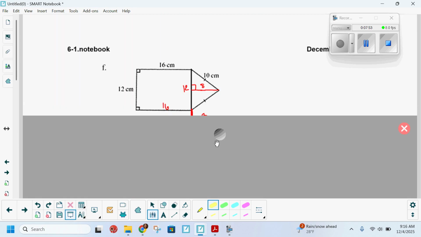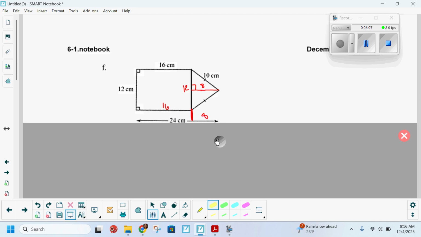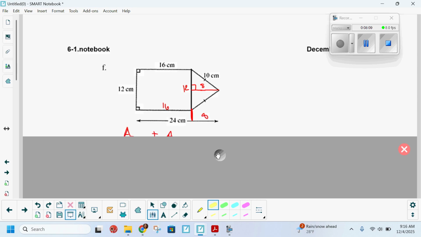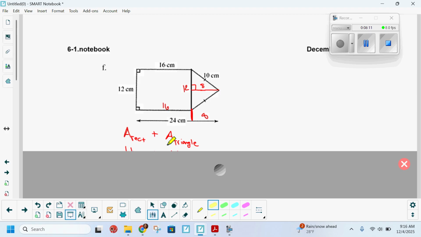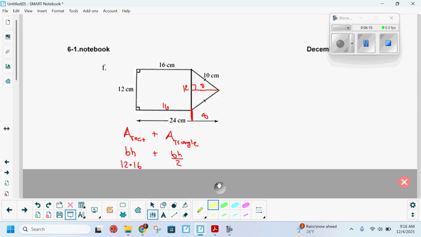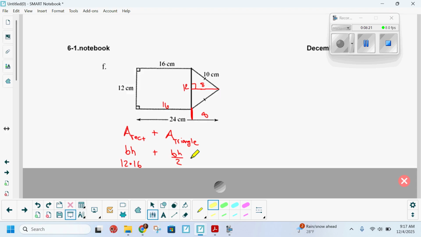All right, looking at this shape, I can see right here that I have a rectangle, and here's a triangle. So this is called a composite shape because it's made up of 2 different shapes. So I'm just going to break it into those 2 pieces and figure out my dimensions here. So I have an area of a rectangle plus an area of a triangle. So I'm going to write down the formulas. Rectangle is base times height plus area of a triangle, base times height divided by 2.